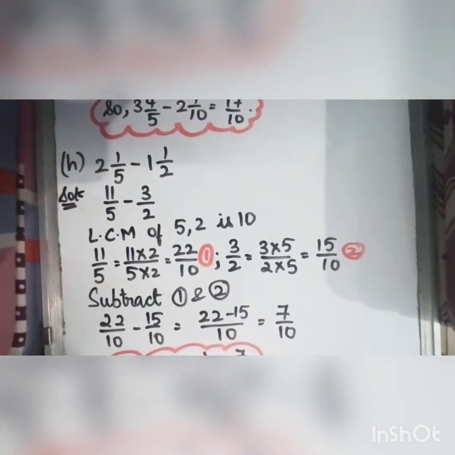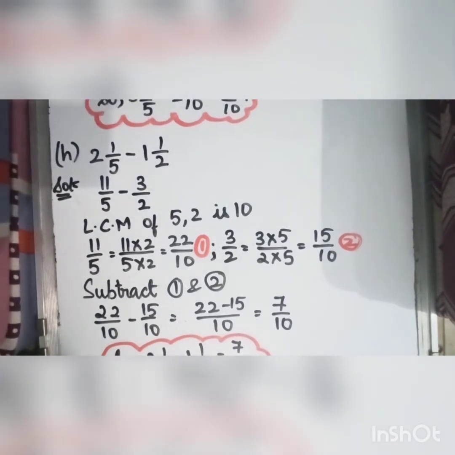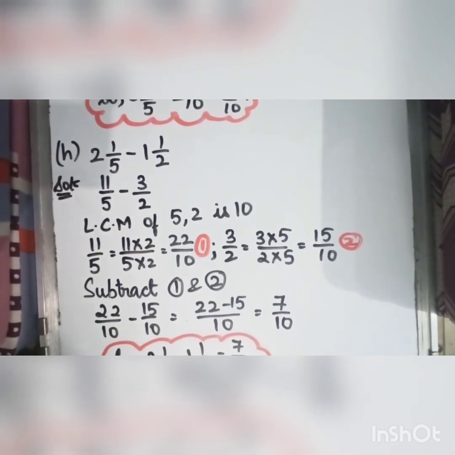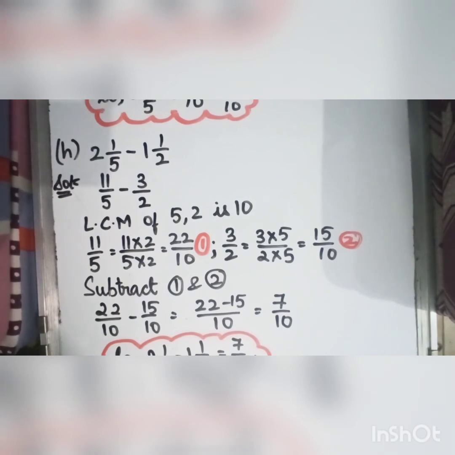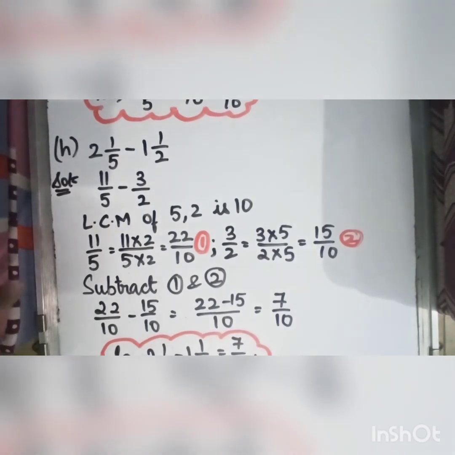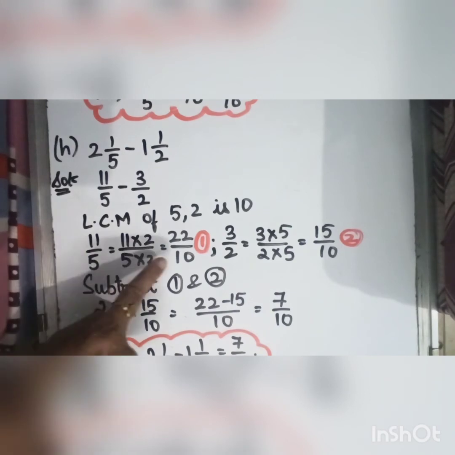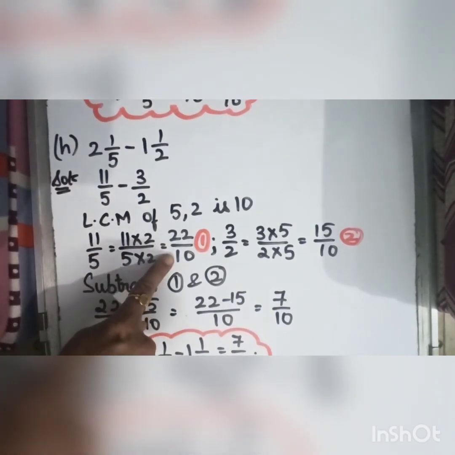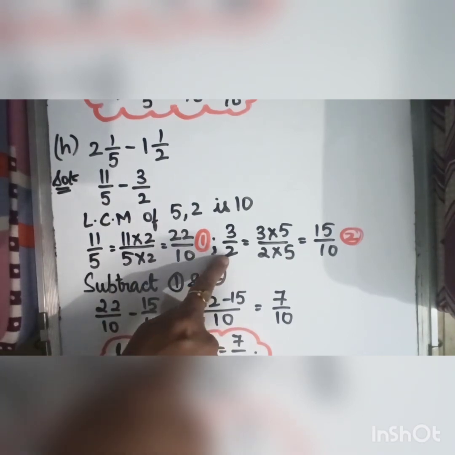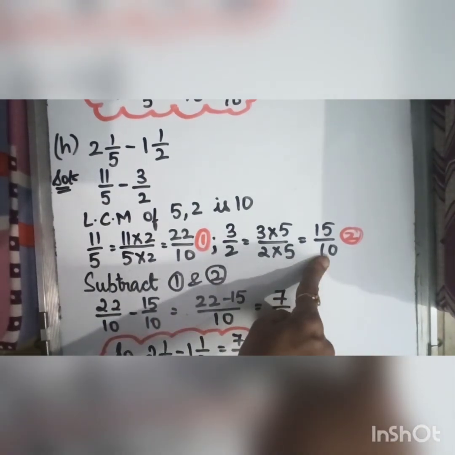That is the H bit. 2 1 by 5 minus 1 1 by 2. 2 1 by 5 when converted into an improper fraction is 11 by 5, minus 1 1 by 2 is 3 by 2. Denominators are not same, so we have to take the LCM and convert the given unlike fractions into like fractions. That is 11 by 5 converted becomes 22 by 10. 3 by 2 converted becomes 15 by 10.